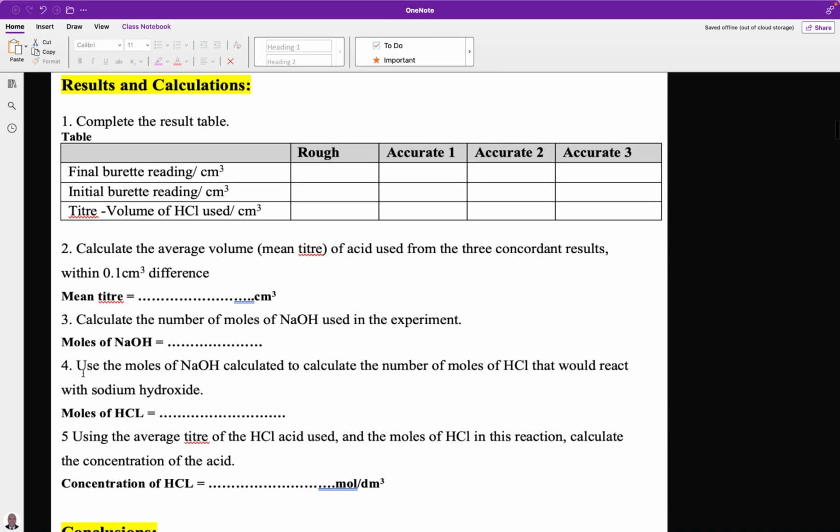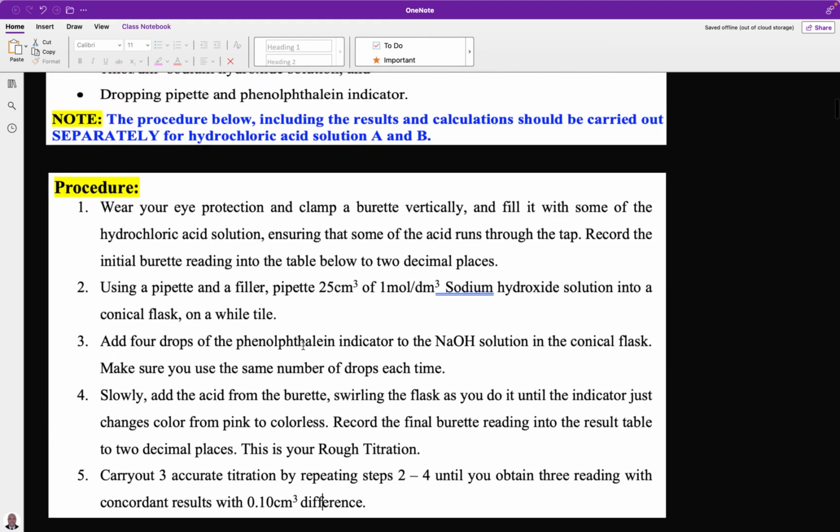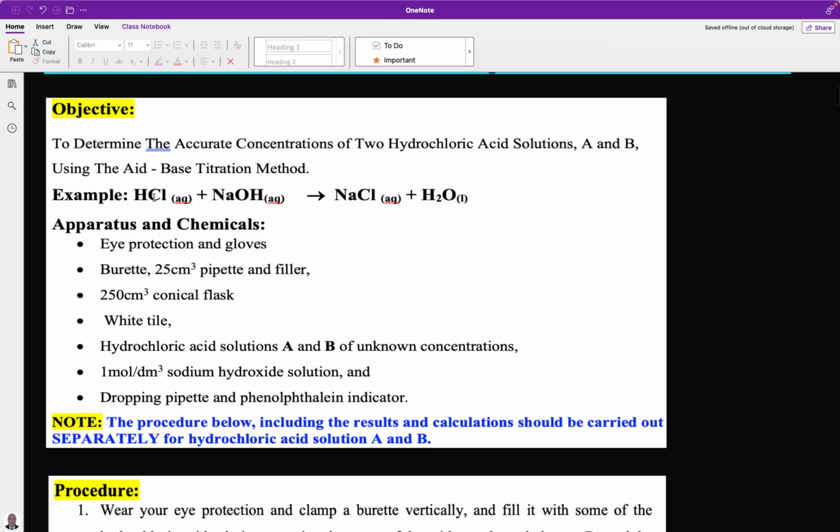Number 4, use the moles of sodium hydroxide calculated to calculate the number of moles of the hydrochloric acid that would react with sodium hydroxide. From the equation, it is 1 mole to 1 mole. The equation shows that 1 mole of hydrochloric acid reacted with 1 mole of sodium hydroxide. The ratio is 1 to 1.